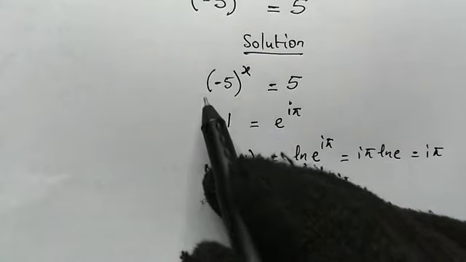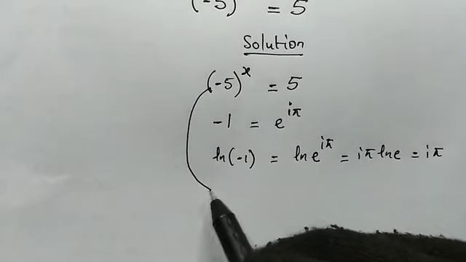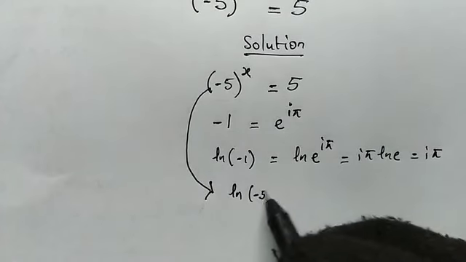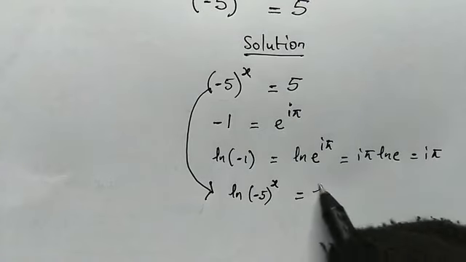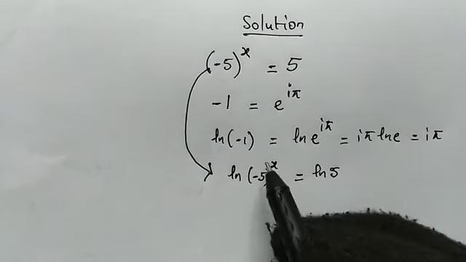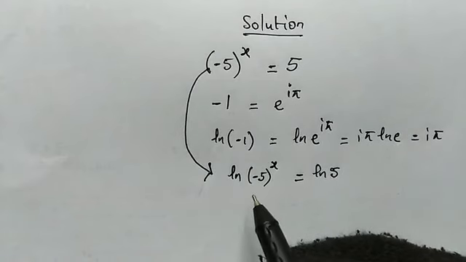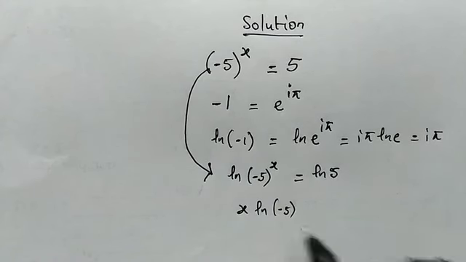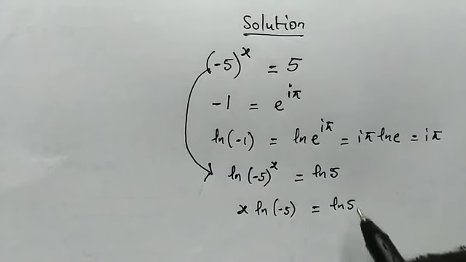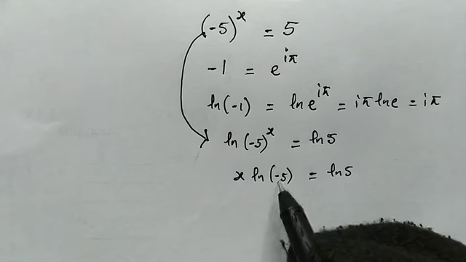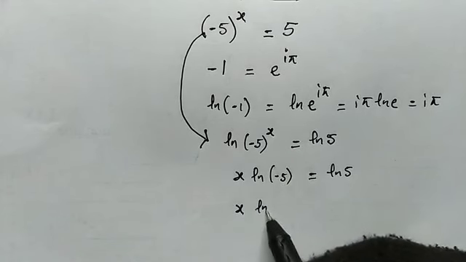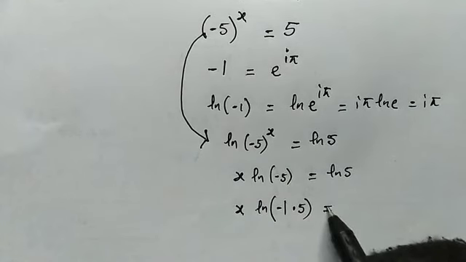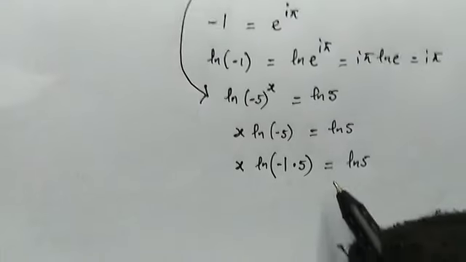Okay, now let's see how this is going to help us. Now from here, natural logging both sides, we get the natural log of negative 5 to the power of x. This is equal to the natural log of 5. Move this power down with the power rule for natural logarithm. So we have x multiplied by the natural log of negative 5. Then this is equal to the natural log of 5. Take note of this here. We have x, the natural log of this is negative 1 multiplied by 5, then this is equal to the natural log of 5.